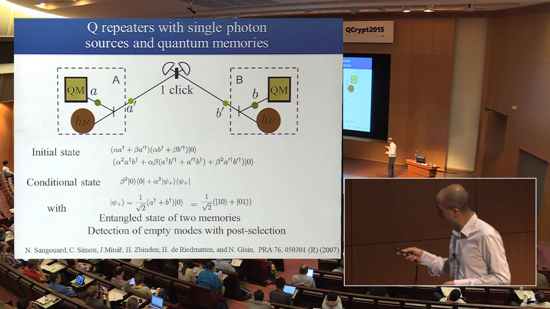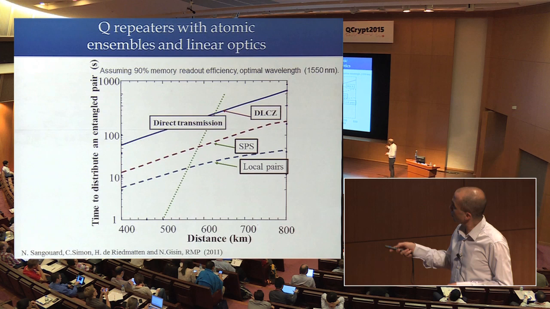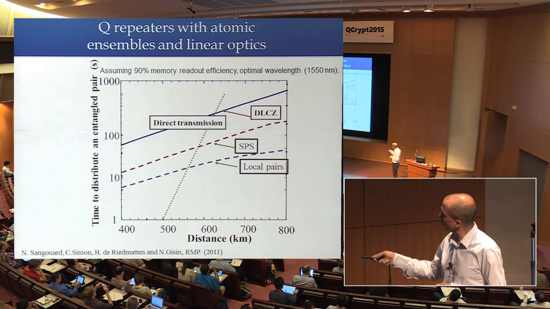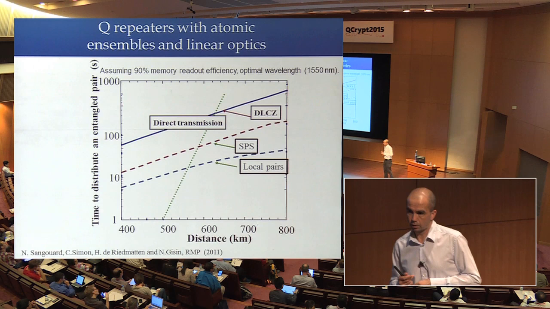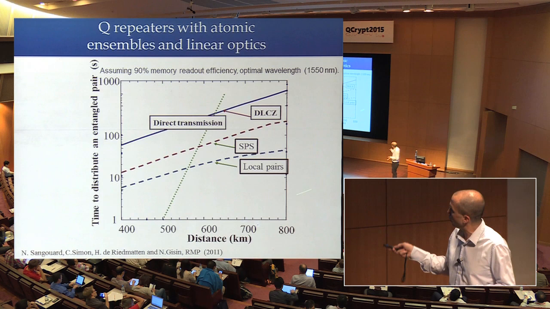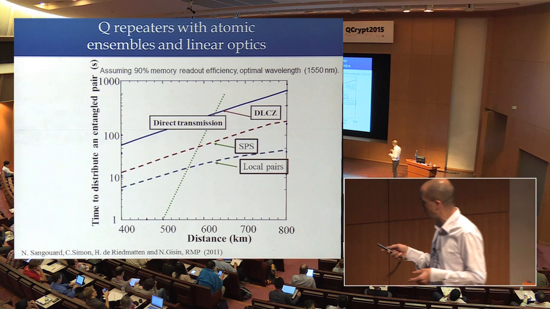So this was what I showed before. This new protocol based on single photon sources would be here. So it's already something better. We can even do a little bit better if we use a more complex scheme where we create locally, let's say, deterministic pairs of entangled photons using many ensembles. It's a bit more complex, but in principle it could be a bit better. So now we are talking about maybe 10 seconds over 1,000 kilometers, so it's already quite better. But well, it's still quite slow, so let's see if we can do even better.